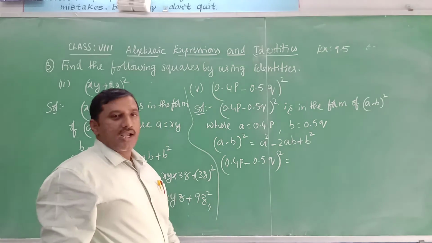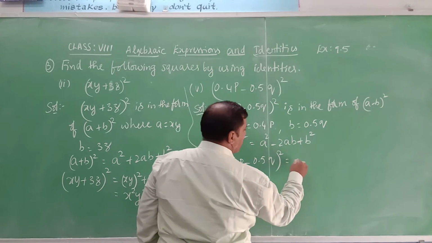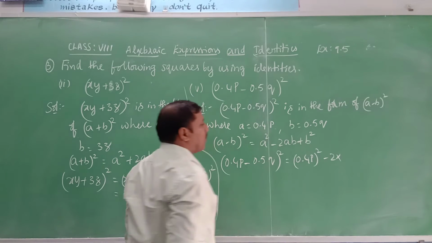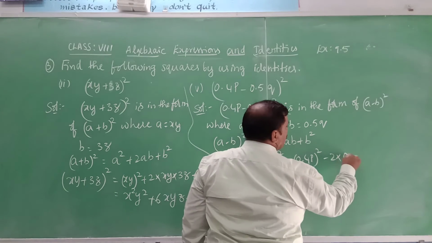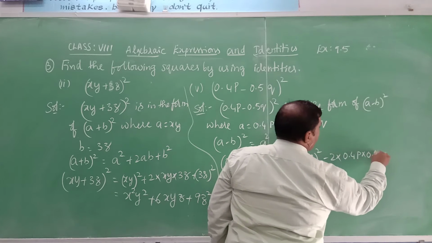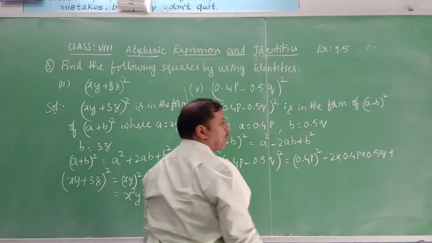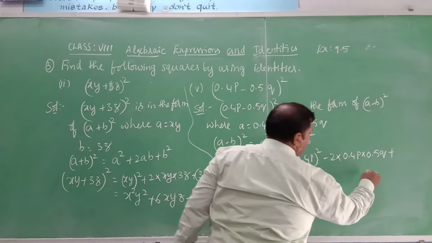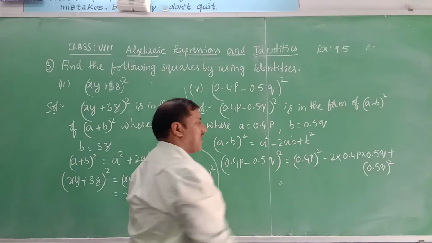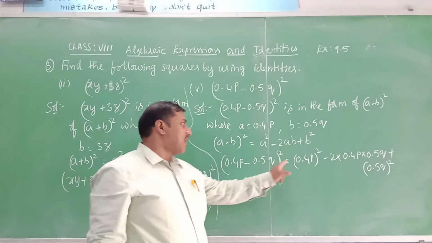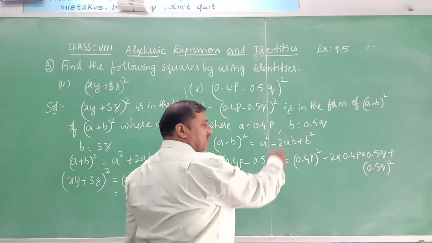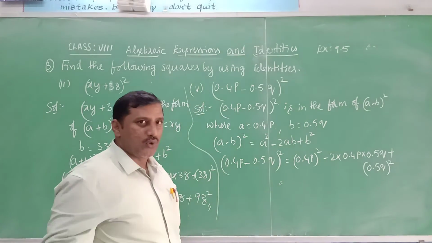That is equal to a square, means 0.4p whole square, minus 2 into a, which is 0.4p, into b, which is 0.5q, plus b square. b square is 0.5q whole square. Now you simplify this. 0.4p whole square means 0.4 square and p square. 0.4 square is 4 into 4, 16. Keep the decimal point after 2 digits. So what we get?